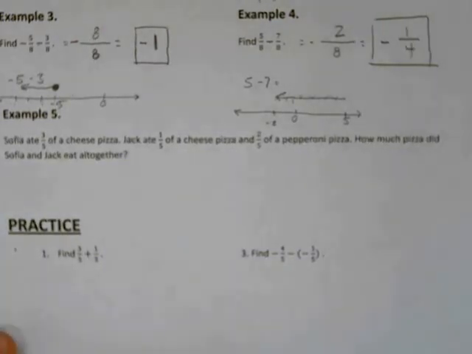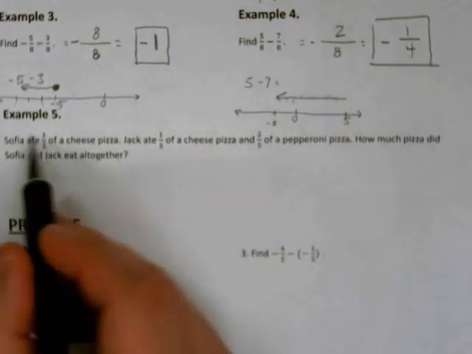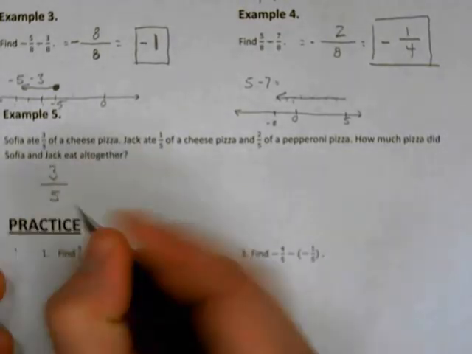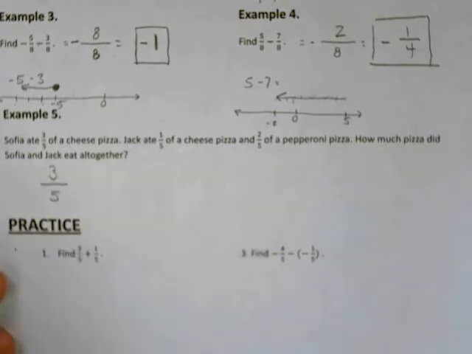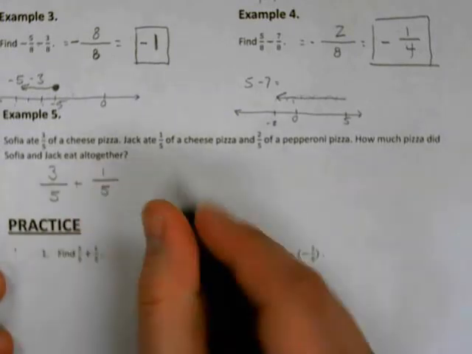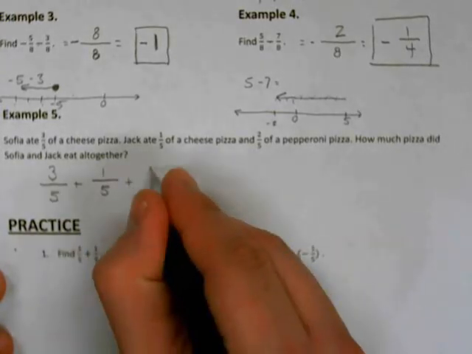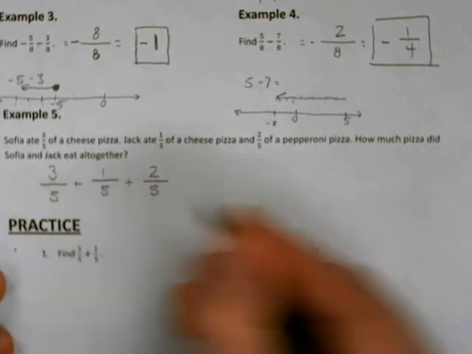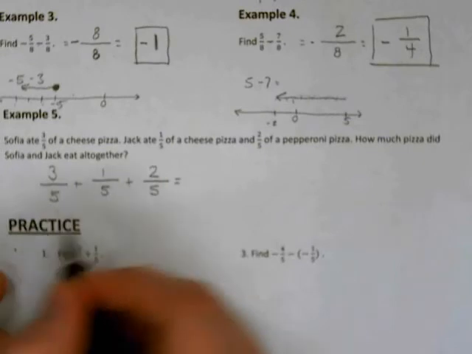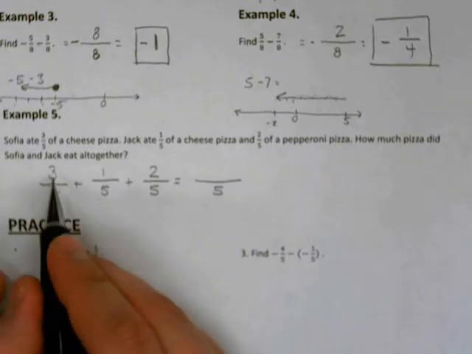So the way we do this, we have to put these fractions into what we're really doing. We know that Sophia ate 3/5 of a pizza, so we can write 3/5 down right away. Jack ate 1/5, so he's eating more, so we're going to add 1/5. He also ate 2/5 of another pizza. We want to know how much pizza Sophia and Jack ate all together. The denominators stay the same, so we can keep 5 on the bottom, and then we just have to add all of these up.